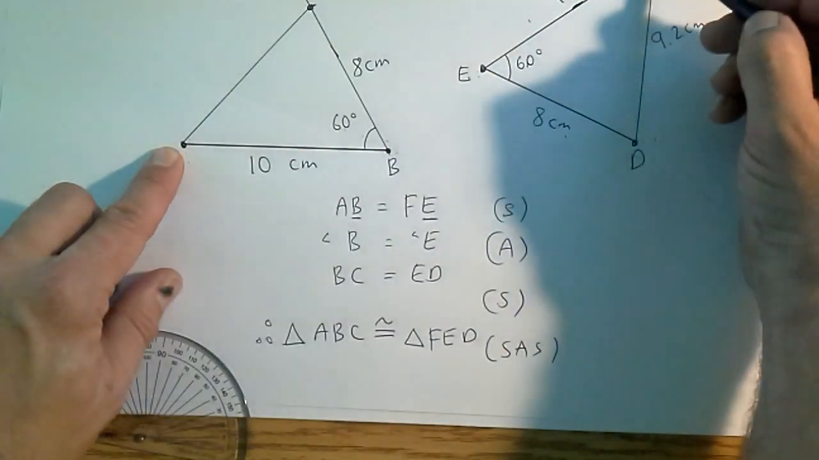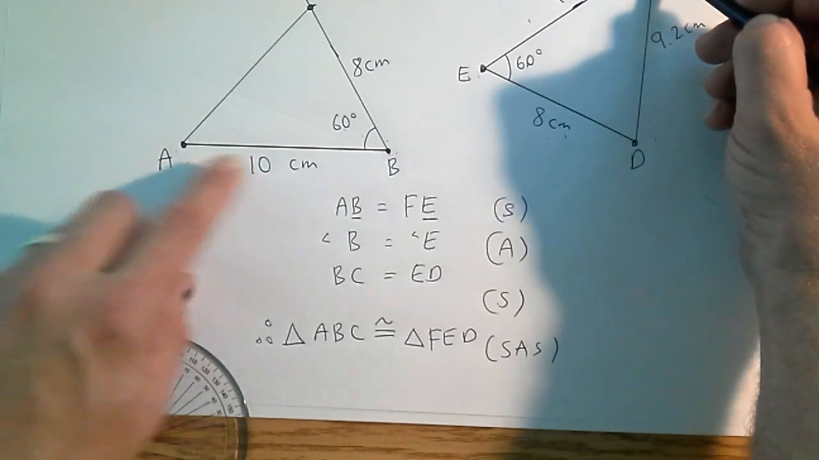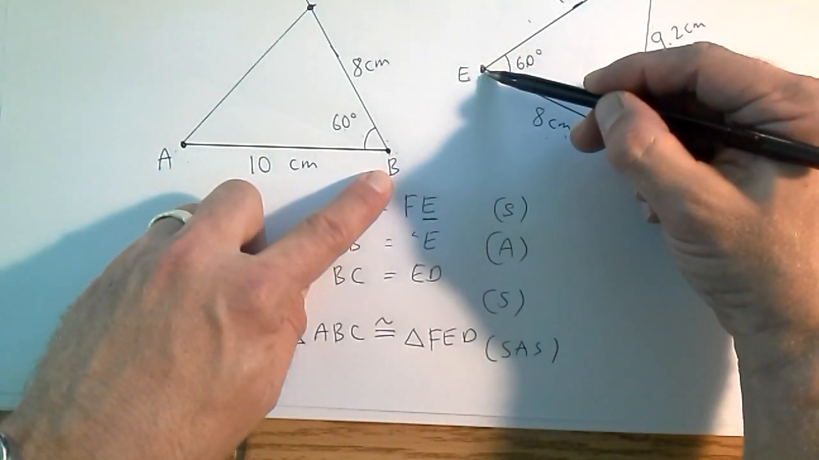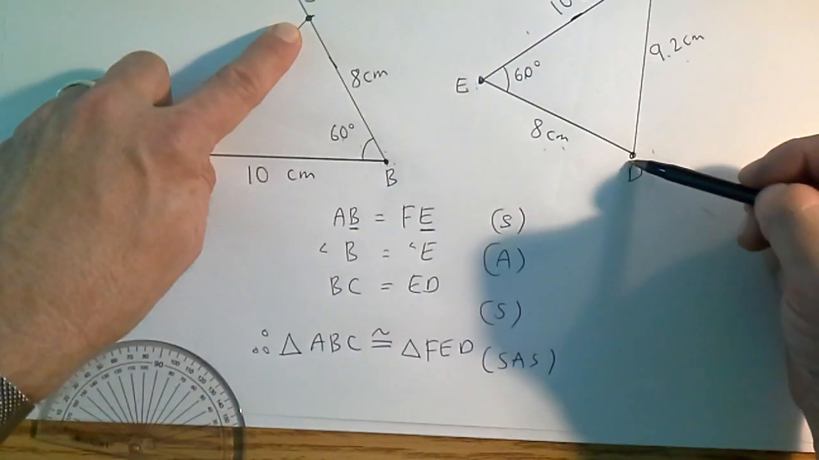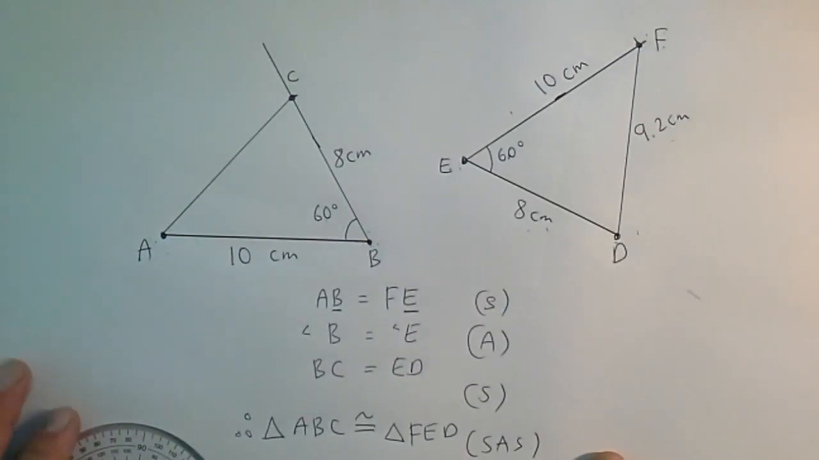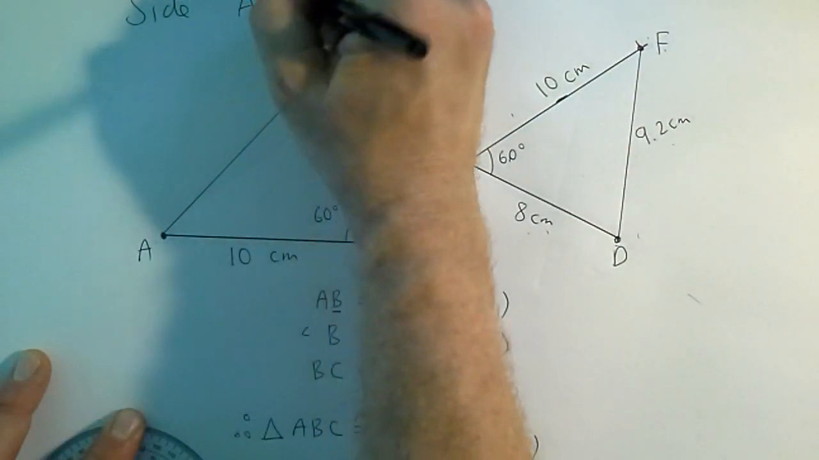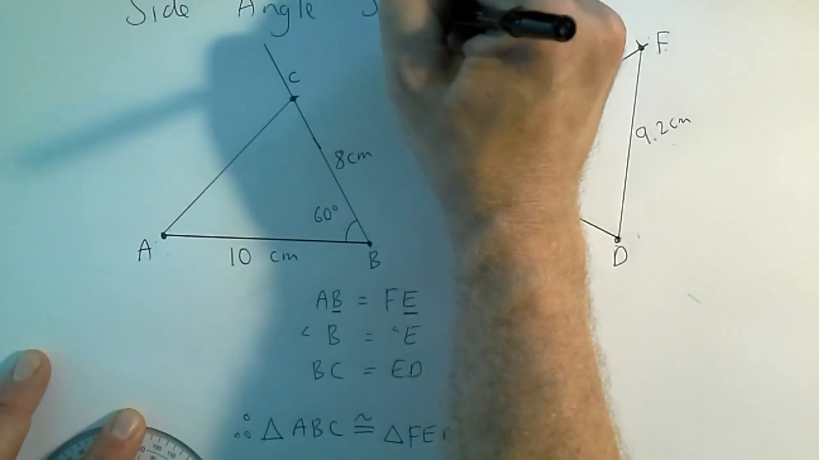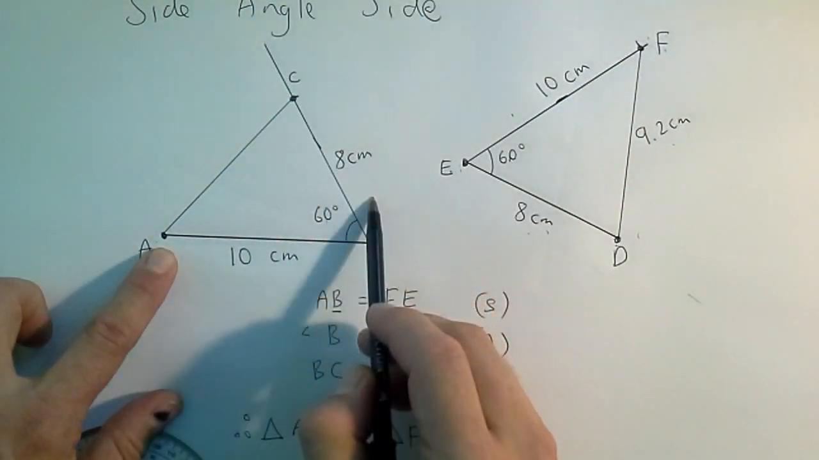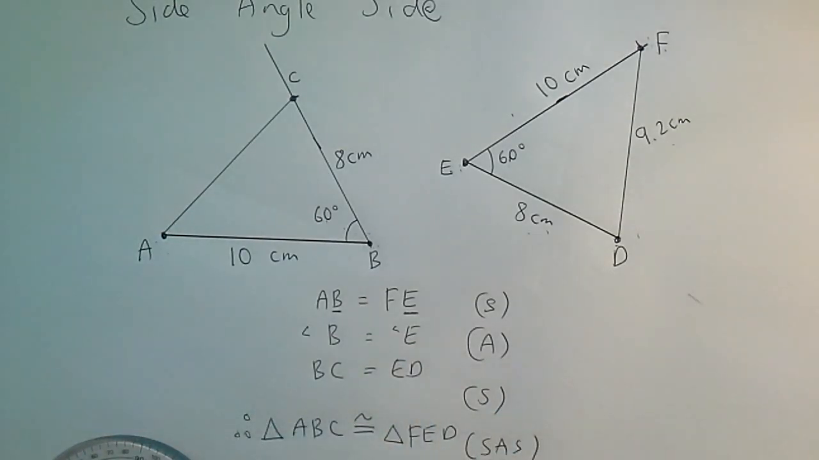Because A corresponds to F, B corresponds to E, and C corresponds to D. Okay? And that's the side angle side rule. So I'll just write that up here. Side angle side. So anytime you have two sides and the angle between them is the same, boom, you have a congruent triangle.